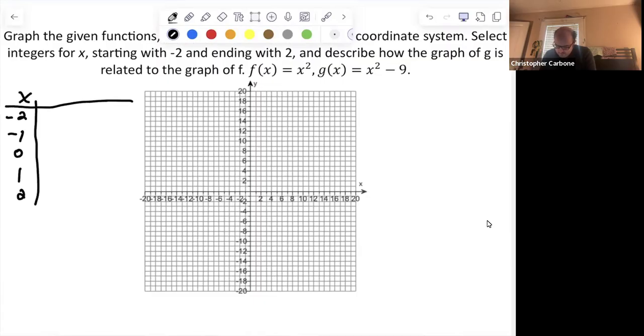All right, so for f of x squared, negative 2 squared is 4, negative 1 squared is 1, 0 squared is 0, 1 squared is 1, 2 squared is 4. So let me pop these in here, it looks something like this. Of course, the problem being with it being such a small graph, not the easiest to graph on, I know. But those are the 5 points. Connecting them with a parabola looks something like that.